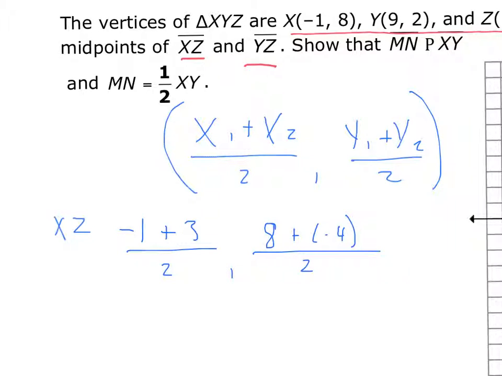So if we go ahead and calculate that, -1 plus 3 is 4, and 4 divided by 2 is 2, so our first number in the ordered pair is 2. And then 8 plus -4 is 4, and divide that by 2, and you also get 2. Okay, I need to correct something real quick. This part right here, -1 plus 3 is 2, and 2 divided by 2 is 1. So this should be a 1, my mistake. So the midpoint of XZ would be (1, 2).